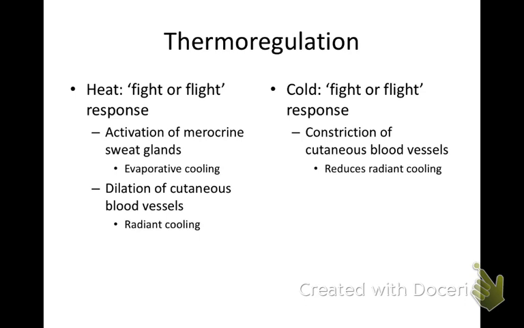So you have thermoreceptors in the skin that send signals to a part of the brain that's responsible for regulating your temperature, and if you're too hot, it's going to activate both those merocrine sweat glands and dilate the cutaneous blood vessels, and you get evaporative cooling as sweat evaporates. And you get what we call radiant cooling, when heat just radiates out through the blood vessels. That heat radiates right through your epidermis out to the air. That doesn't work very well if the air temperature is higher than your body temperature.